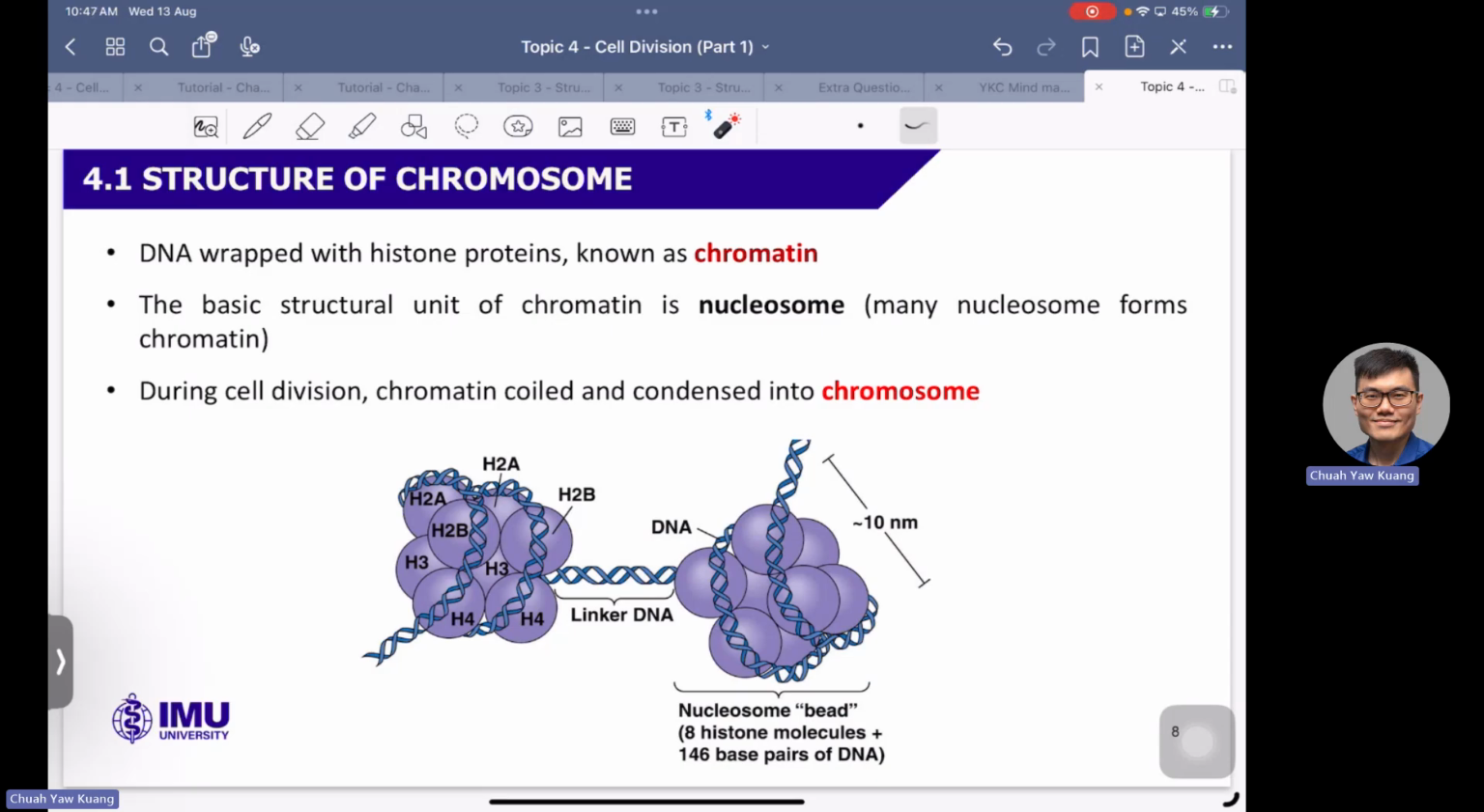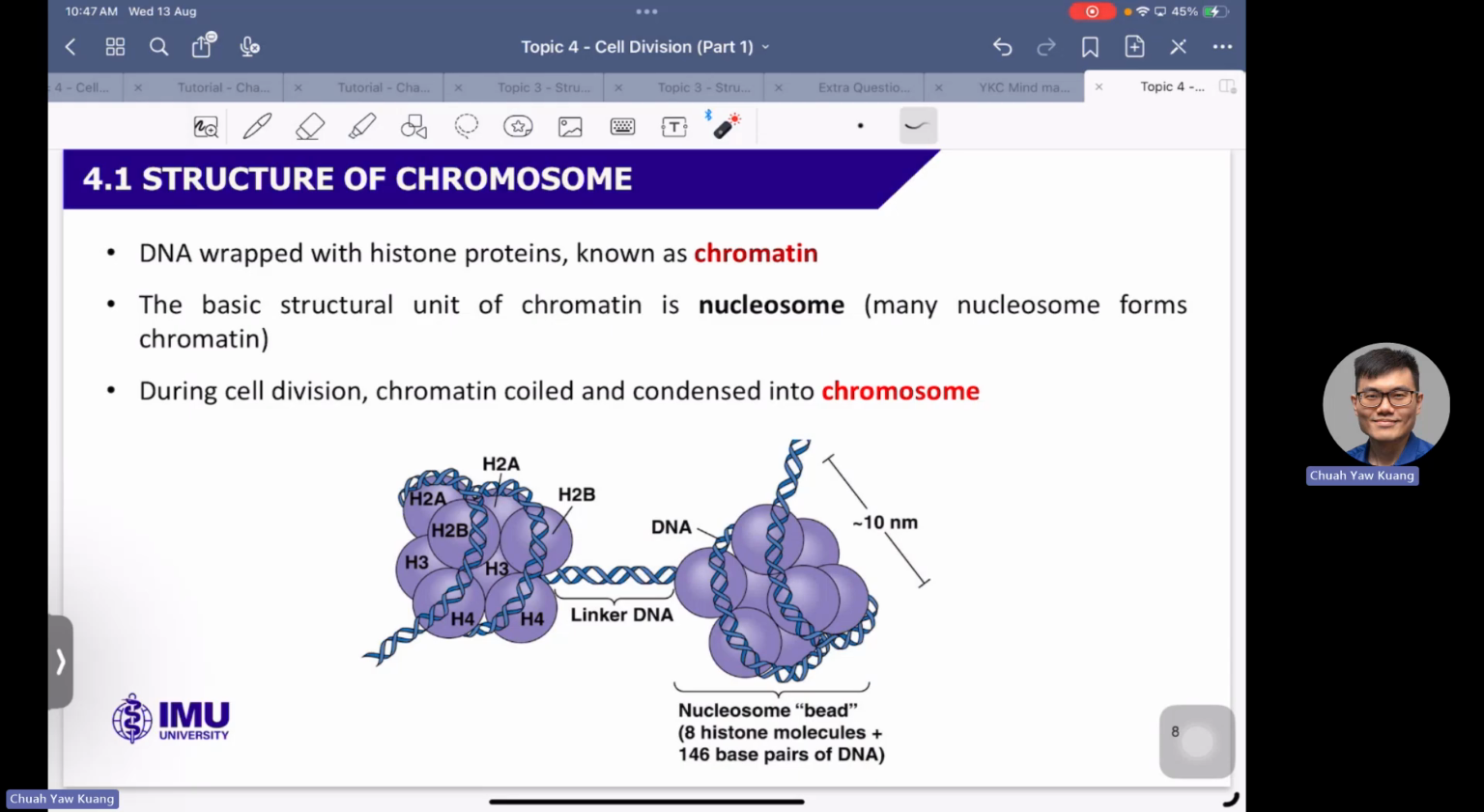Okay, so now, because of this, the DNA needs to be tightly packed. It needs to be highly organized. So how is it going to be highly organized? Basically, they use histone protein.